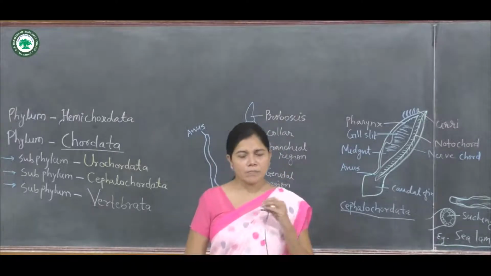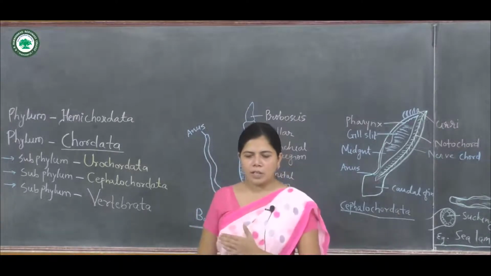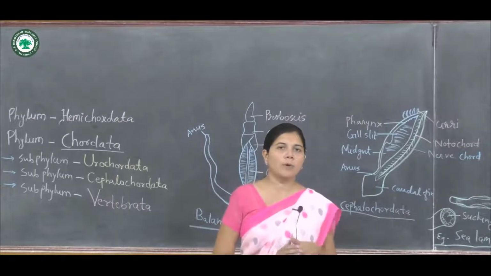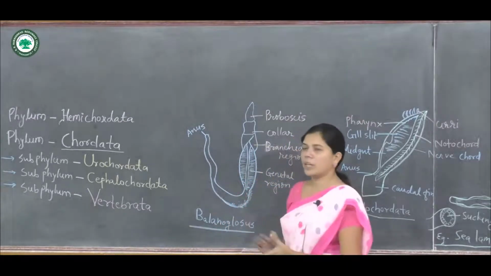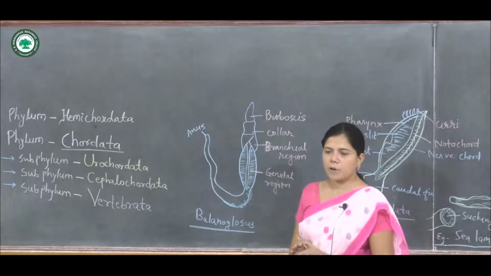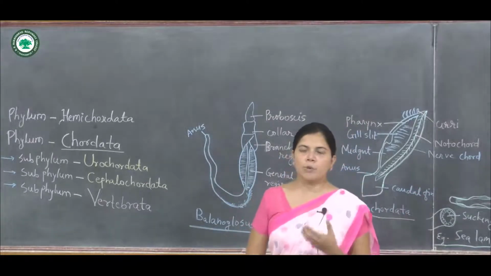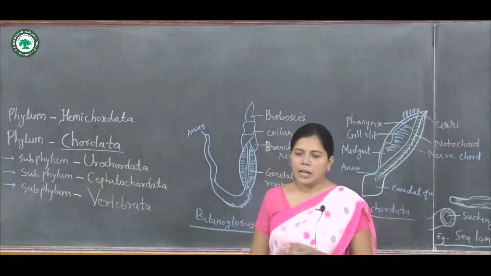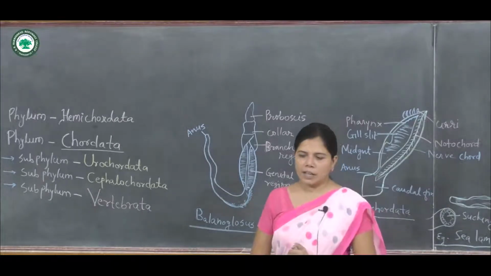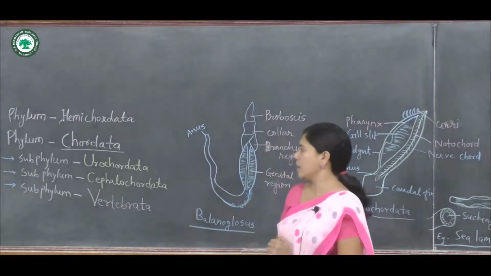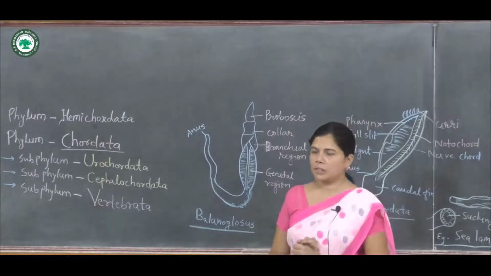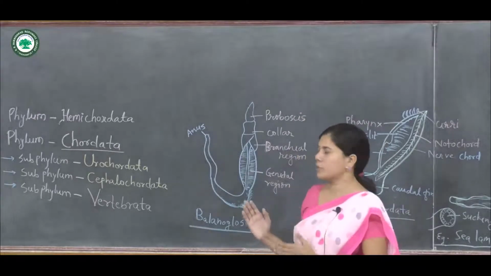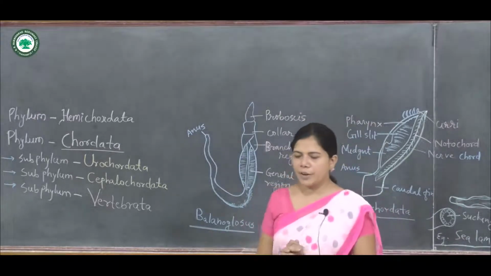The animals are marine animals. Mostly they are marine animals and they are present at the bottom of the sea. Most of them are free living animals, and some are sedentary animals. The body is divided into three parts: the proboscis, collar and the trunk.